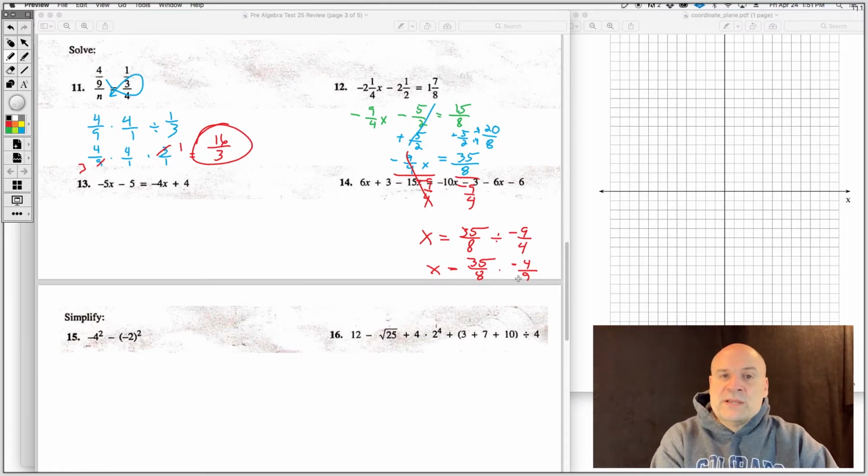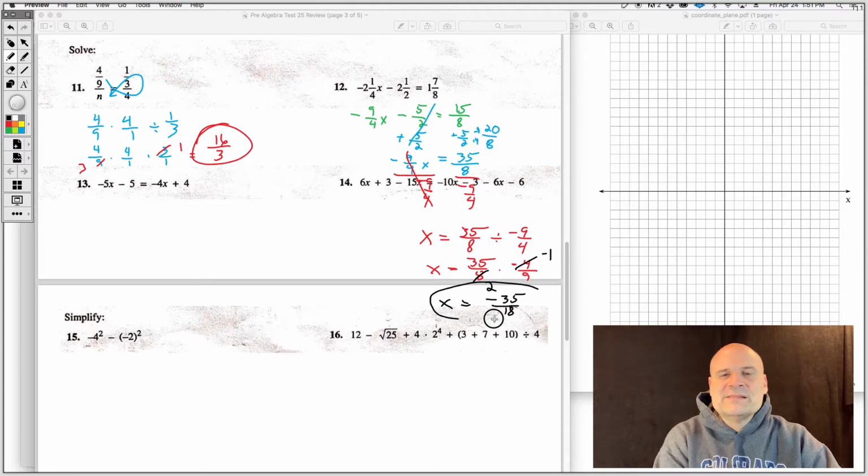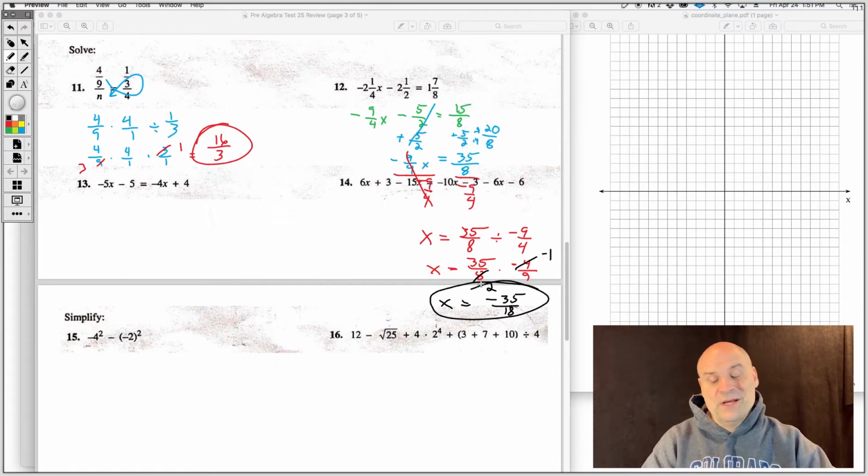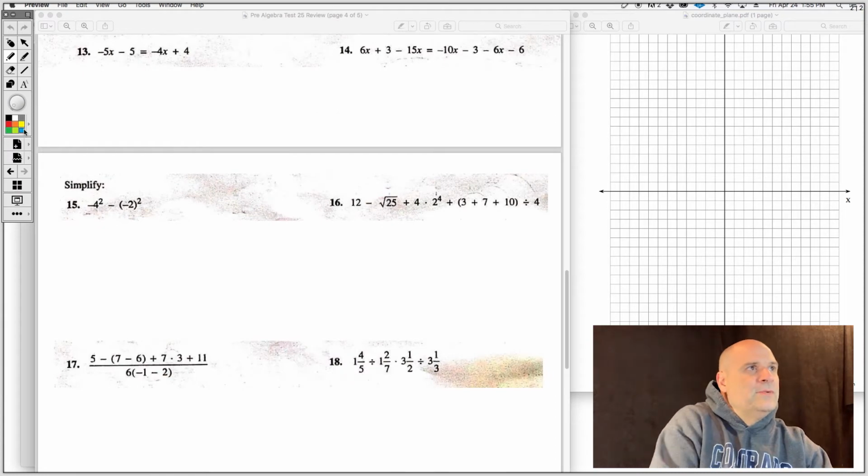All right, so we can cross reduce. That negative 4 changes to a negative 1, and that changes to a 2 because 4 goes into 8 2 times. All right, 35 and 9 doesn't reduce, so your final answer is x equals negative 35/18. Cool. Number 12, done. That was a tough one. Number 13, here we go.